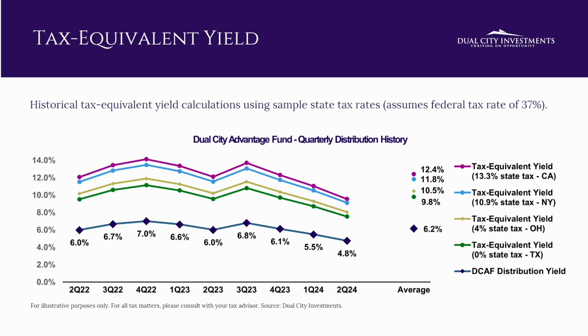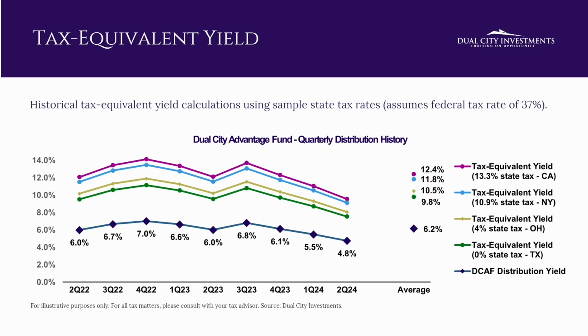To wrap this up, I wanted to show a slide that shows the historical tax equivalent yield calculations using various state tax rates. Again, this assumes a federal tax rate of 37%. So we're taking 37% and then adding on your state income tax rate. You can also see in this graph, obviously, the reported distribution levels in the bottom blue line.